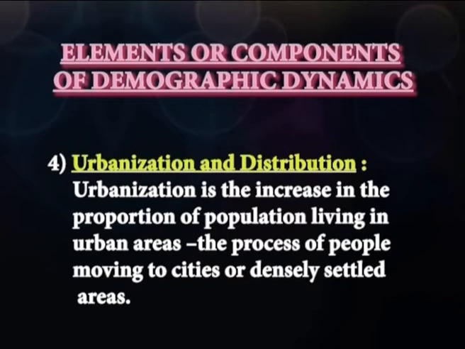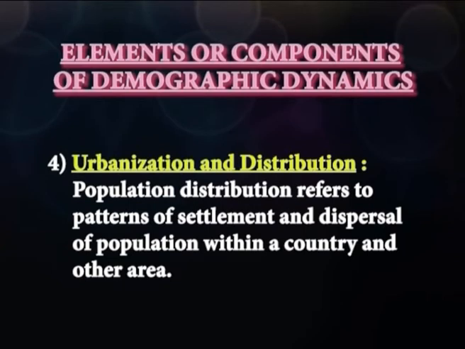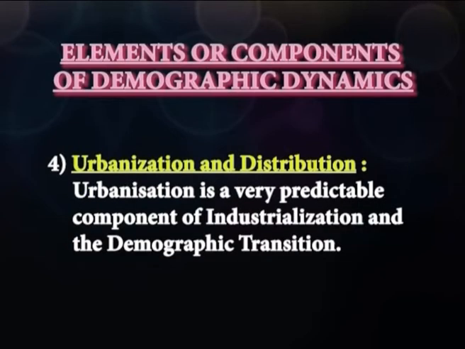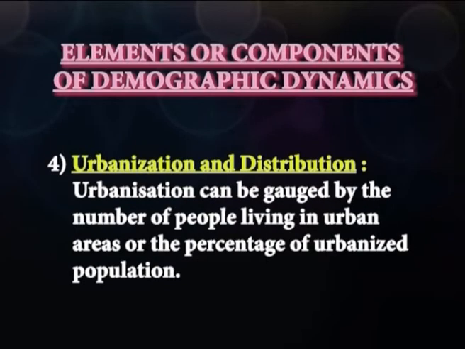Urbanization and distribution. Urbanization is the increase in the population living in urban areas, the process of people moving to cities or densely settled areas. Population distribution refers to the patterns of settlement and dispersal of population within a country and other areas. Urbanization is a very predictable component of industrialization and the demographic transition. Urbanization can be gauged by the number of people living in urban areas or the percentage of urbanized population.